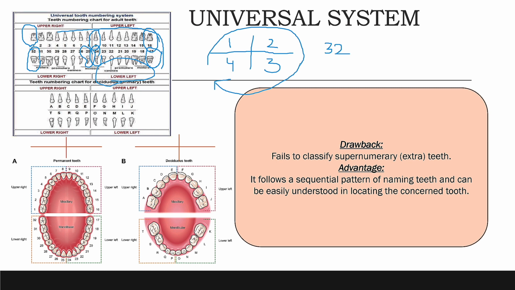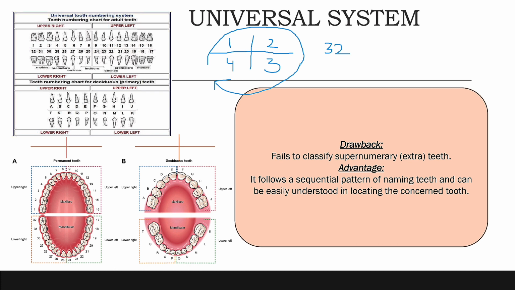So upper right, upper left, lower left, and lower right are the first, second, third, and fourth quadrants respectively. This was the permanent dentition. Now coming to the deciduous dentition. In deciduous dentition, we use alphabets instead of numerals. We use A, B, C, D, E, but the numbering goes in the same fashion as in permanent.